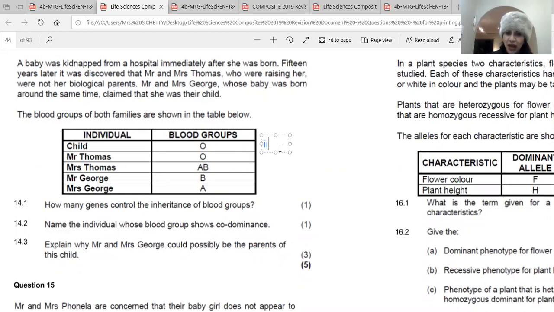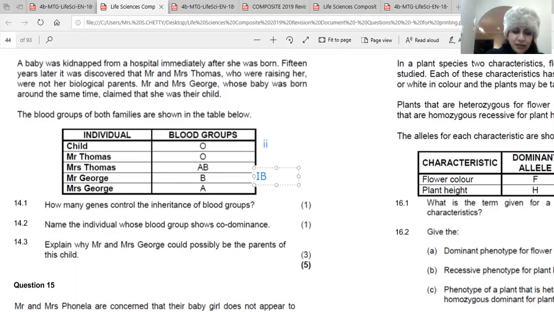Mr. Thomas is also ii because he's blood group O. Mrs. Thomas is AB, so she's I^A I^B. Mr. George is blood group B. Now, I told you, very often if you're looking at blood group B, my darlings, you're looking at the heterozygous form of blood group B, because that gives you a greater variety. And the heterozygous form is I^B i.